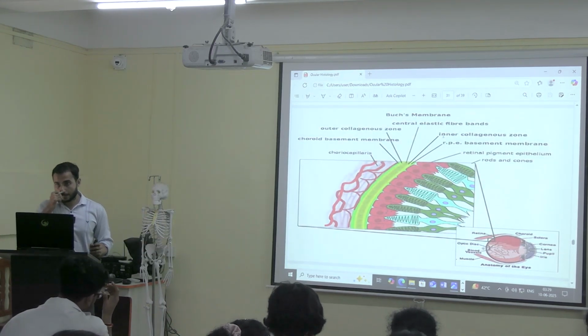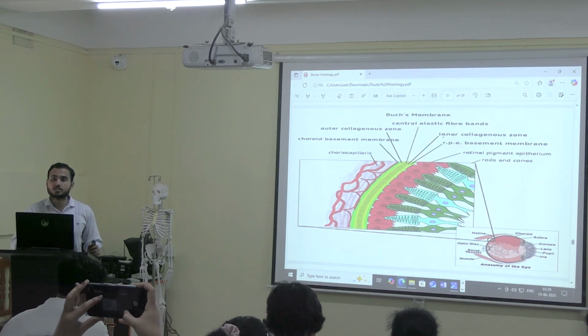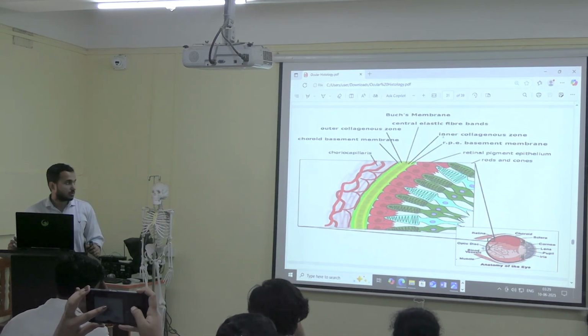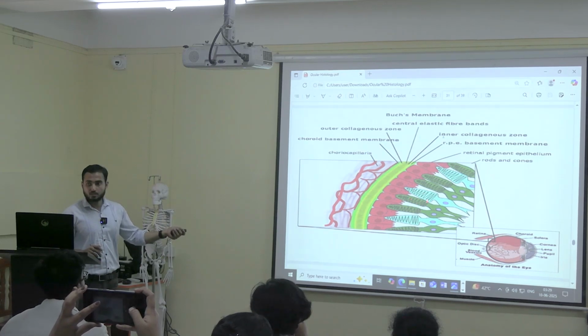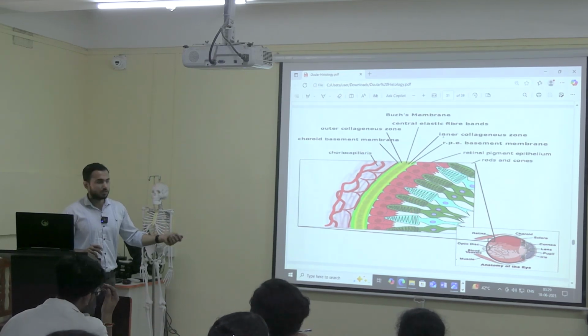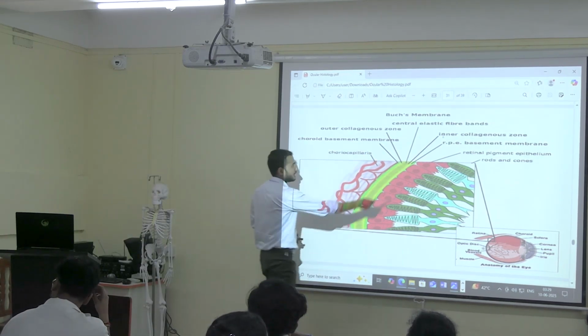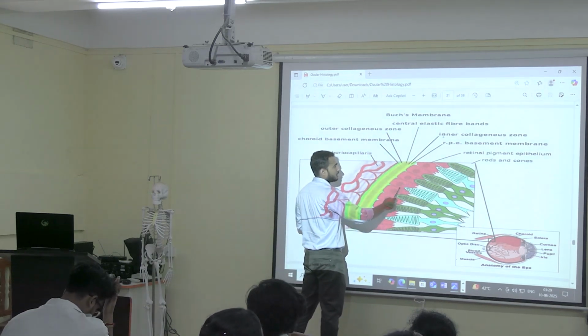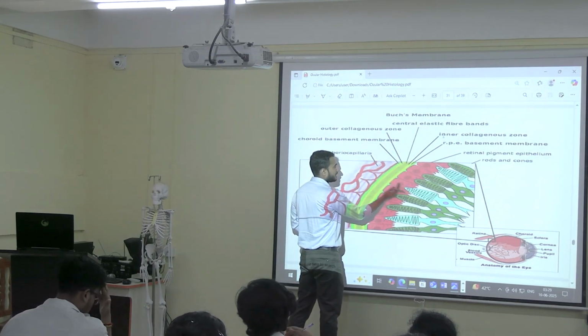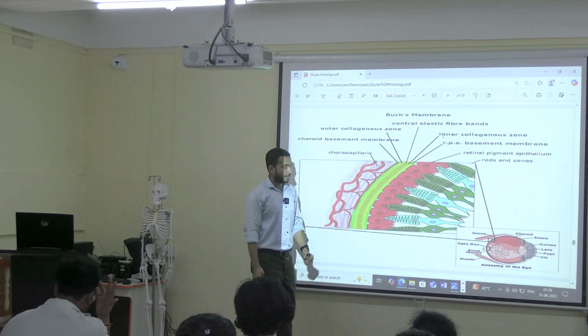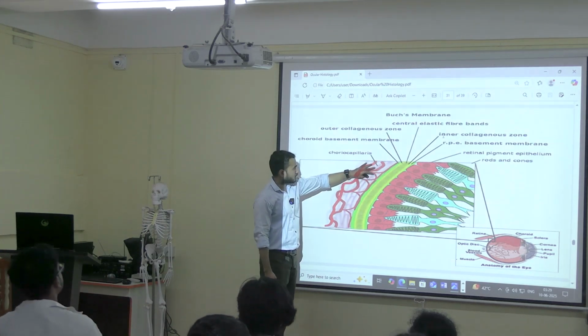Can you see the layers? Now can you identify which side is retina and which side is choroid? This side is retina. Look, this side is retina, retinal pigment epithelium is there, and this is the basement. So this side is retina, this side is choroid. Okay, here you can see the blood capillaries, the choriocapillaries.